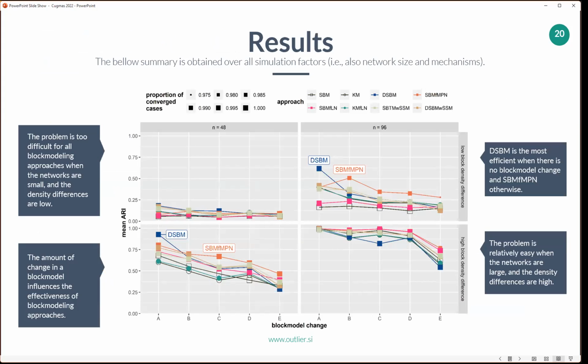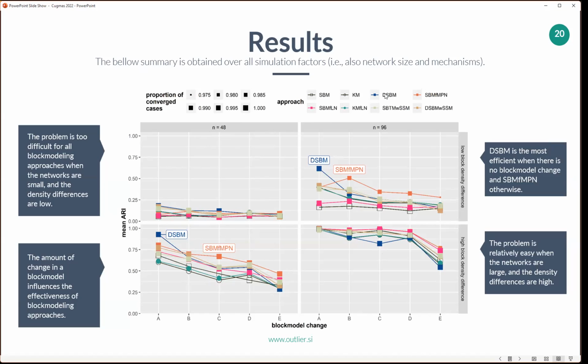And here we have some results. We have different block model approaches on the x-axis. On the y-axis, we have the mean value of ARI. And by rows, we have block densities. First, we have low block density difference, and then we have high block density difference. And by columns, we have different sizes of networks, small network and large network.